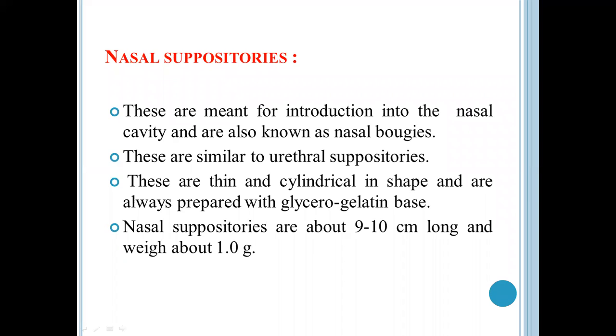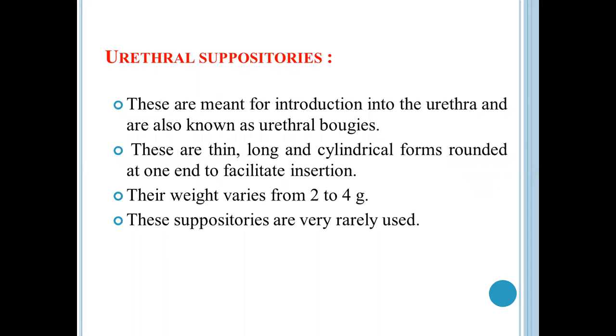Then the next type is urethral suppositories, which are introduced or inserted into the urethra, and they are also known as urethral bougies. These are thin, long, cylindrical forms and rounded at one end to facilitate insertion. Means they are cylindrical, long and thin, and rounded at one end, for ease of insertion. Their weight varies from 2 to 4 grams.